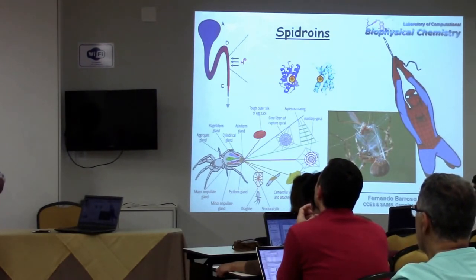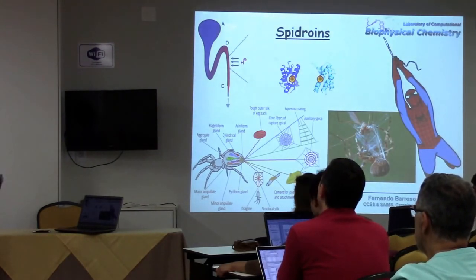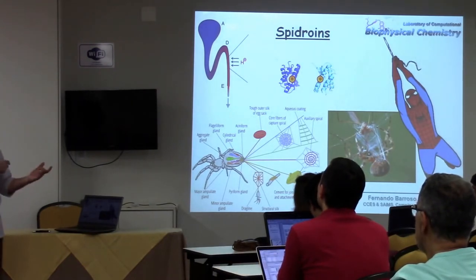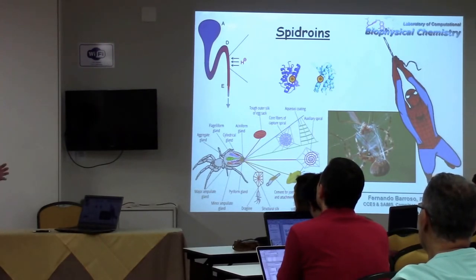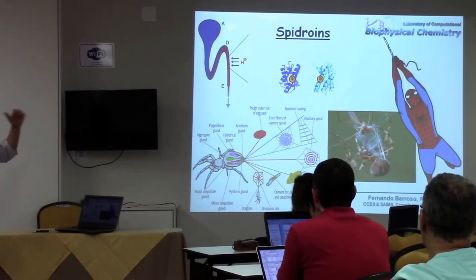If you have an operation and you need to attach two things, you can use a material that, when the infection goes over, is going to split. You don't need any other intervention to remove the remaining parts of this material. So it's really very nice. You can also use this for tendons and so on.